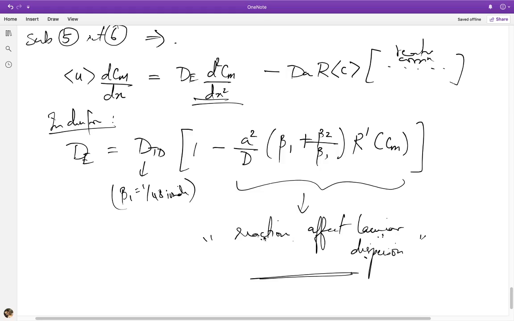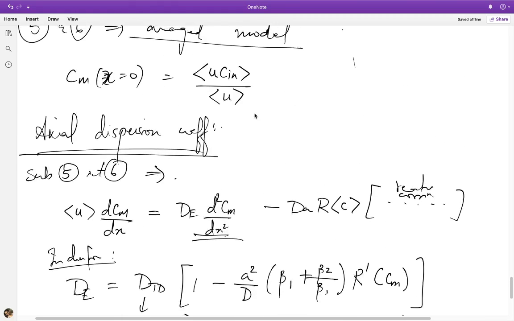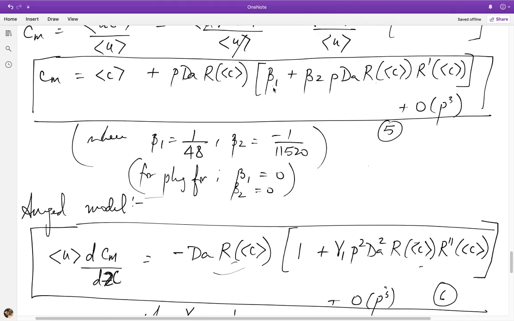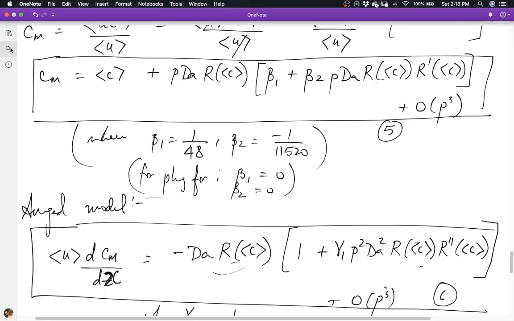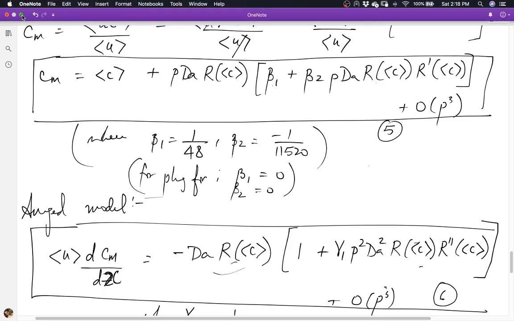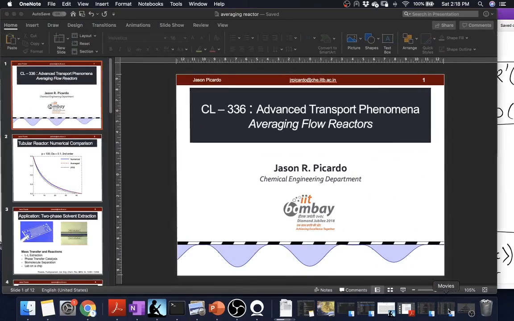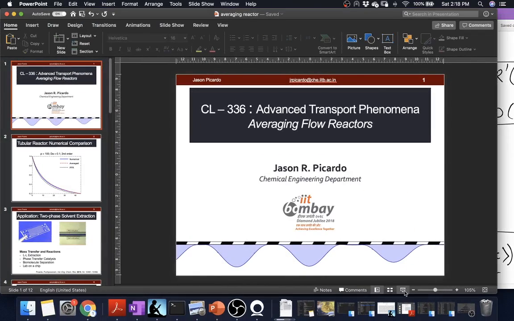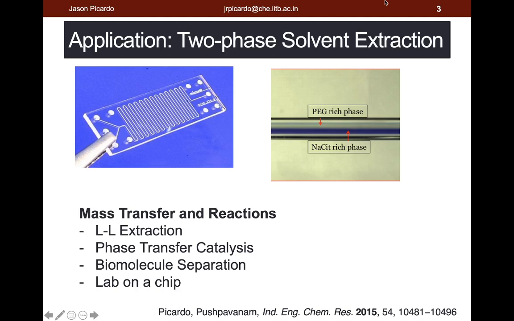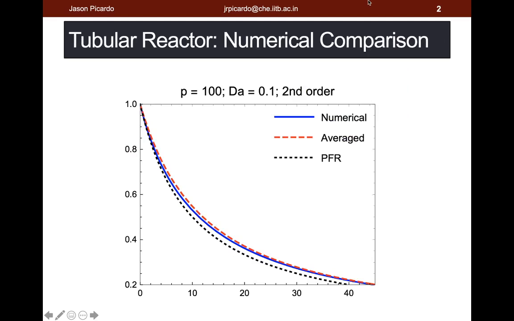Okay, so the last thing that we look at before concluding this lecture is to actually see a comparison between the predictions of this model and the solution of the full PDE equation, to see how well this model works and whether it actually gives us a better prediction than the plug flow model. So that's exactly what I've done here.